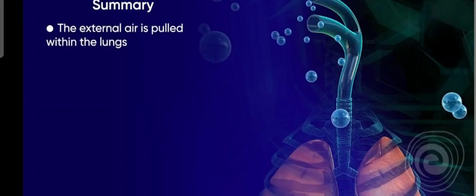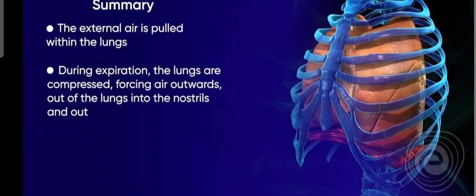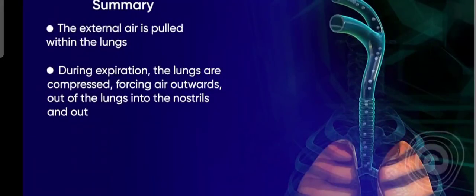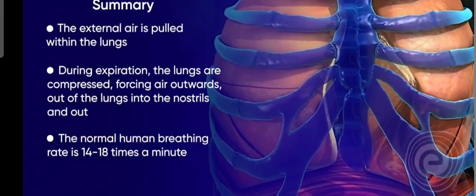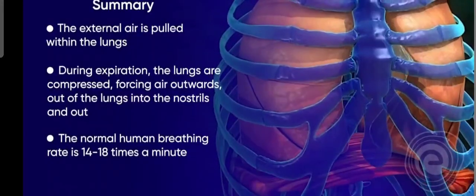Therefore, the external air is pulled within the lungs through the pharynx, larynx, and bronchi. During expiration, the lungs are compressed, forcing air outwards, out of the lungs into the nostrils and out. This process is termed expiration. In a normal human, the breathing rate is 14 to 18 times a minute.